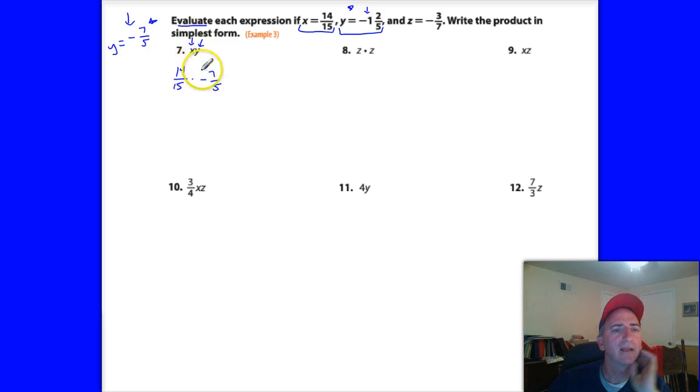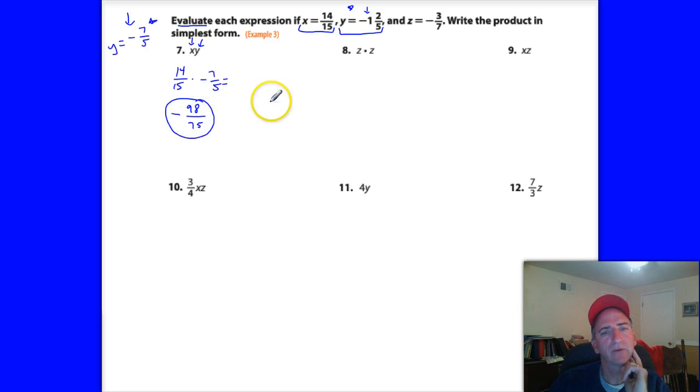Okay, look for anything on the top and bottom. Do you see anything? I don't. You cannot do the 5 and the 15 because they're both on the bottom. You can't do the 7 and the 14 because they're both on the top. So I have a positive times a negative, which is negative. 14 times 7, I worked that out for you, is 98. 15 times 5 is 75. All right, and that is your solution right there.